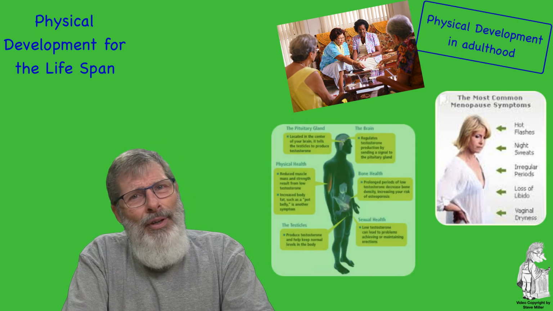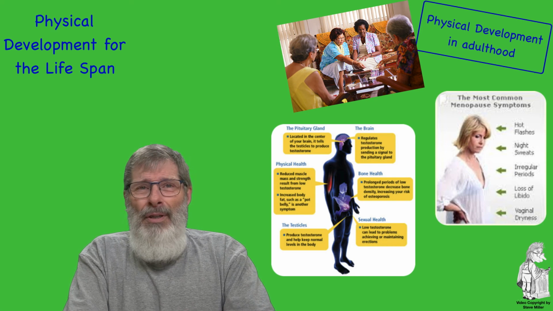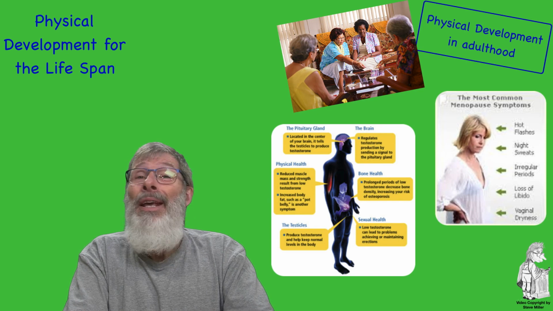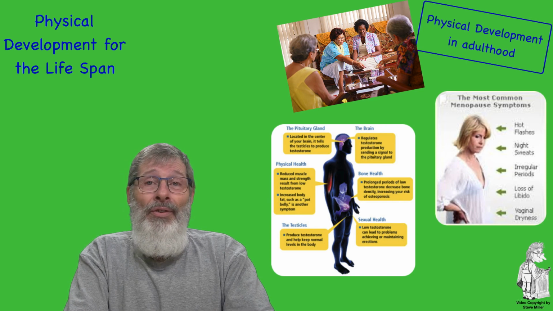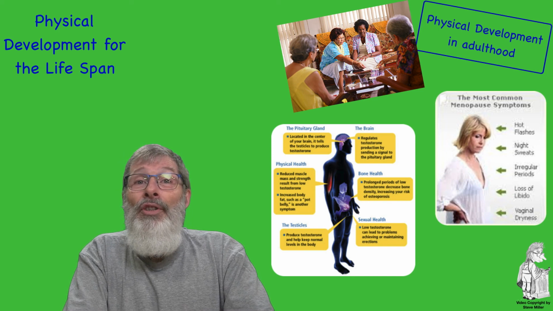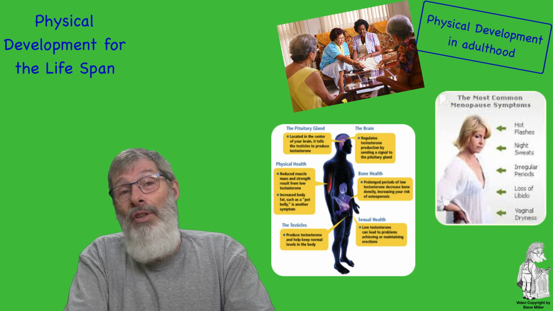For men, there is a gradual decline in testosterone levels from around age 20, where our peak testosterone levels are, until age 60. They may also experience a reduction in the functioning of the prostate gland, which affects the production of semen.